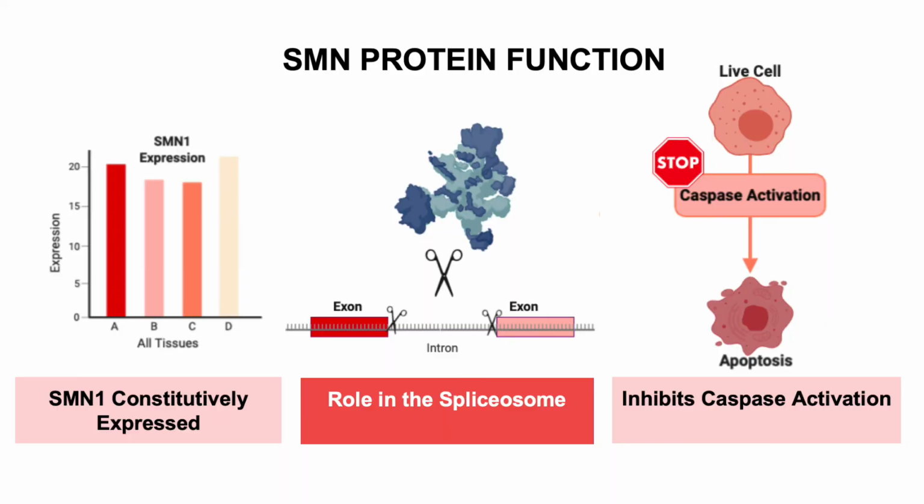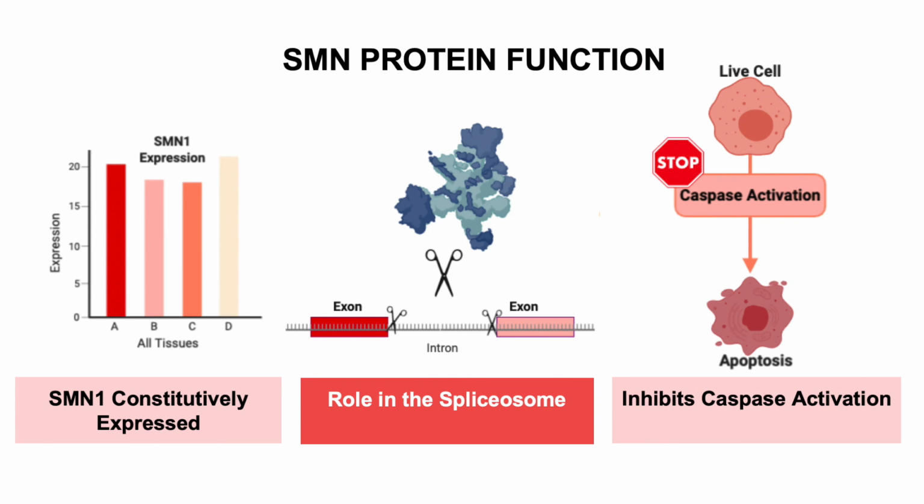The SMN1 gene is required for survival and is constitutively expressed in all cells of the body. The SMN protein makes up part of the spliceosome, which is a large molecular complex situated within the nucleus of eukaryotic cells, responsible for the removal of non-coding introns from transcribed pre-messenger RNAs, so that only the coding exons remain to be then translated into protein.